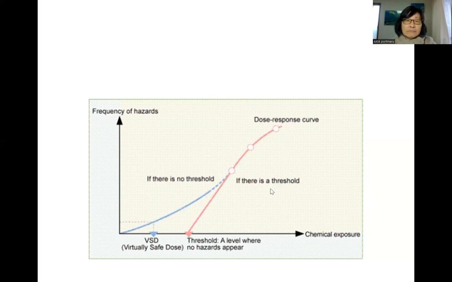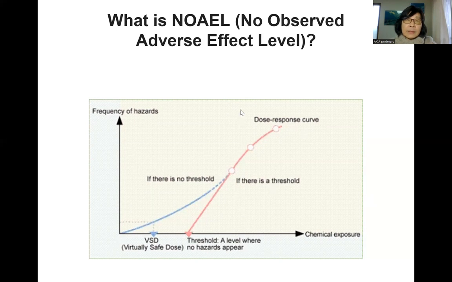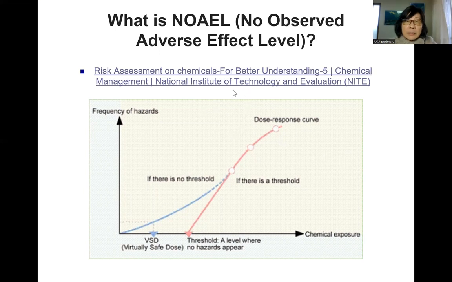So this is the graph for what is NOEL, no observed adverse effect level. And if you'd like to understand more, it is of the National Institute of Technology and Evaluation. It is written in English. This is the Japanese agency, but it is very useful.